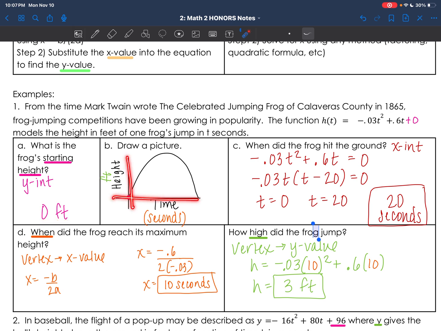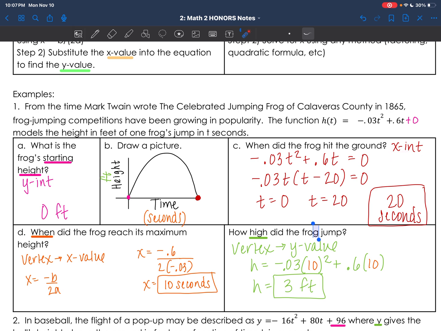If you're to draw this, here's where it began. And then the frog jumped and it landed. So you've got your time in seconds and your height in feet, and this is going to help us understand what we're doing. It wants to know when it hit the ground. When it hit the ground would be right here, and that would be your x-intercept.